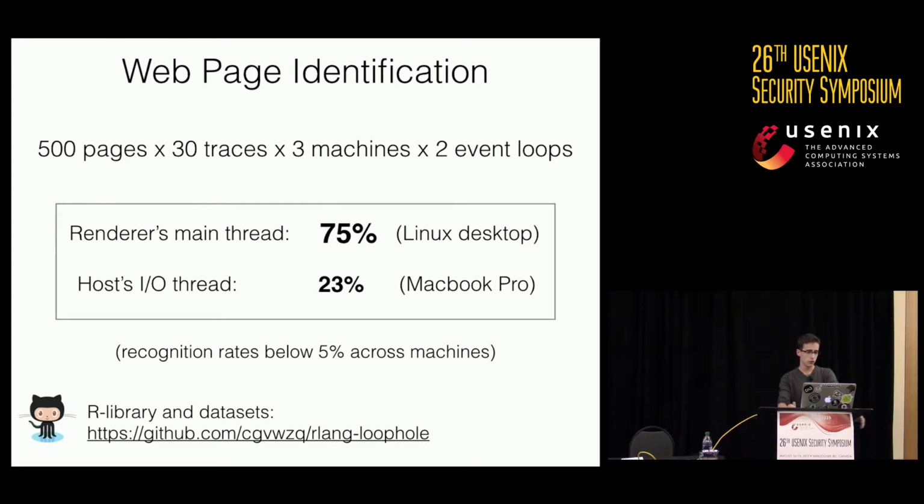And with this simple approach, in 75% of the cases, we were able to correctly identify the trace in the case of the event loop of the renderer. And in the case of the event loop of the host process, we could do that in 23% of the cases. The rates, however, are only for traces from the same machine. And when we try to evaluate the performance across machines, the recognition rate dropped quite a lot.